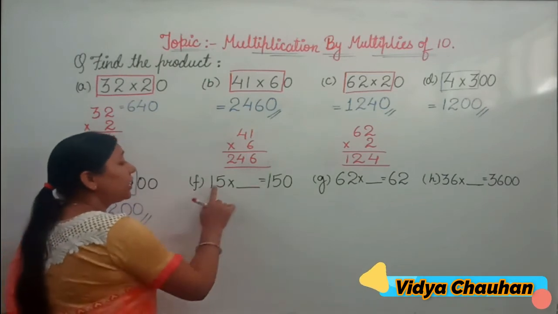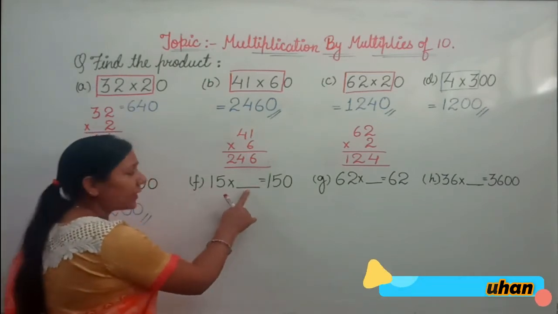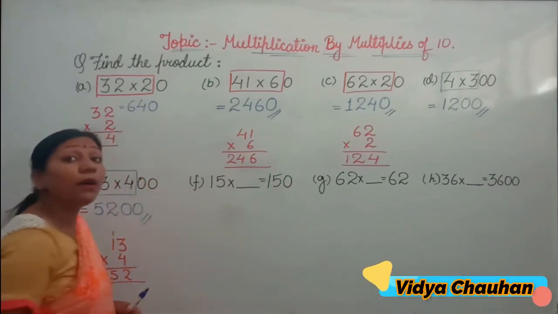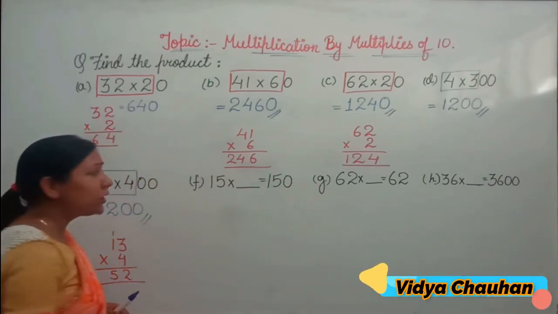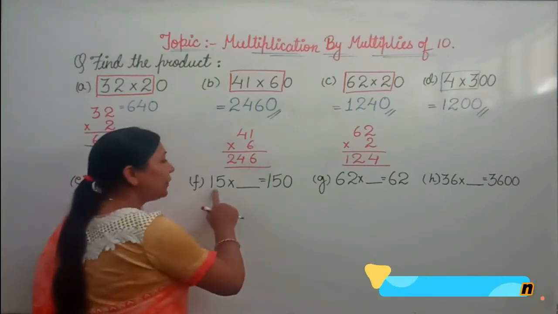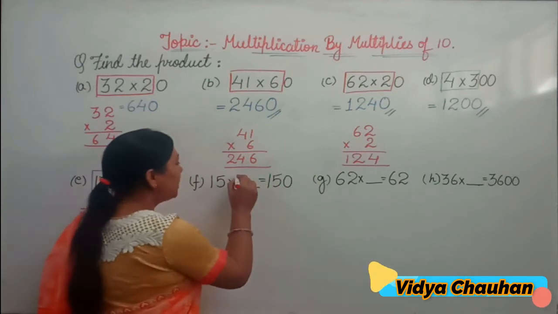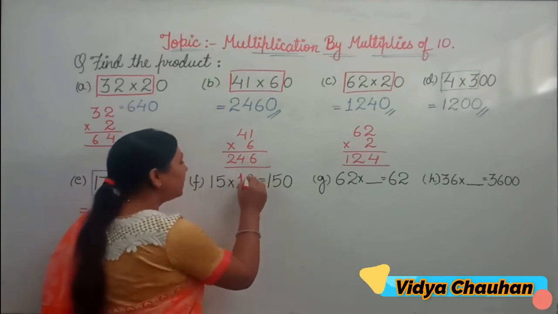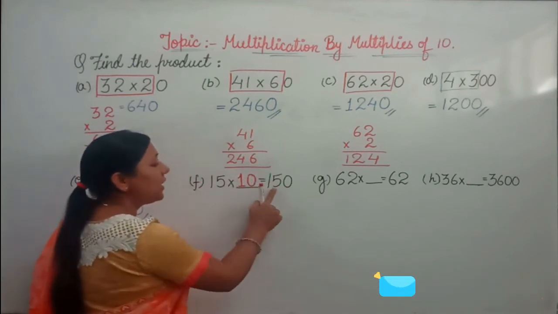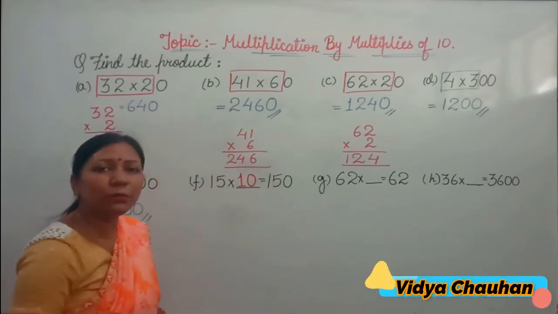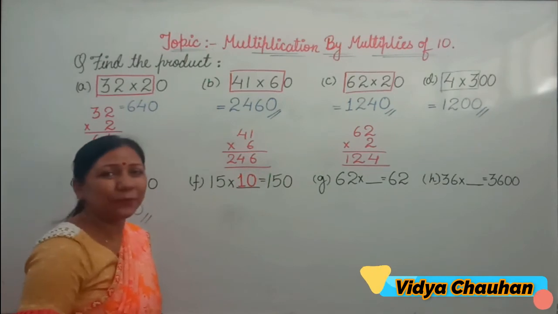Now in the next part you have to fill this blank. 15 multiplied by some value will give you 150. So what value should be there? 15, and we have just added one zero here. That means if I multiply 15 with 10, because 15 ones are 15 and a 0, this blank will be filled by the number 10.